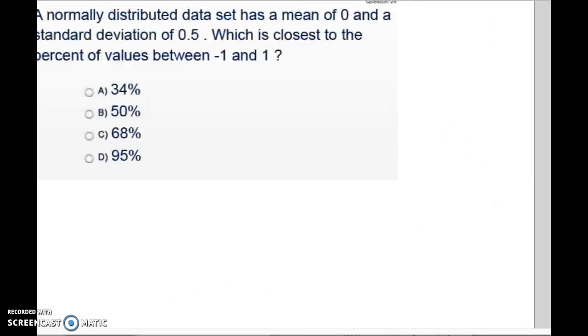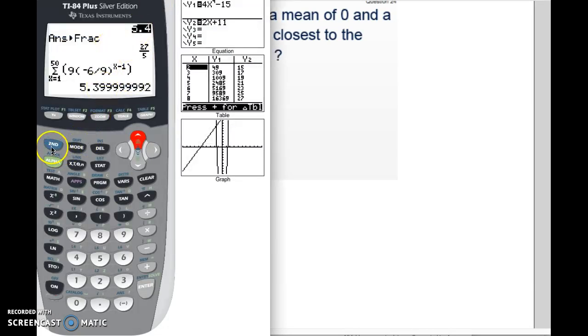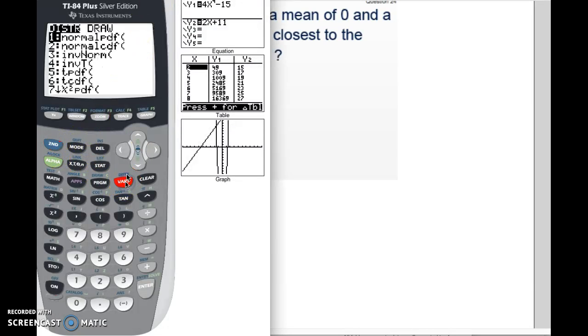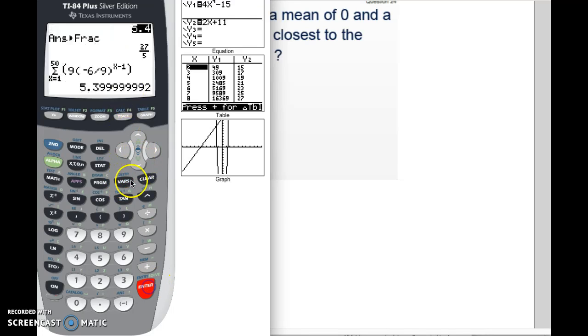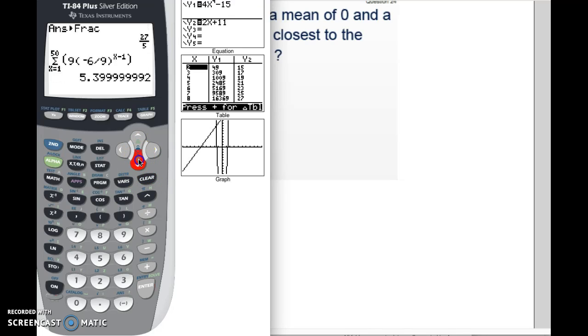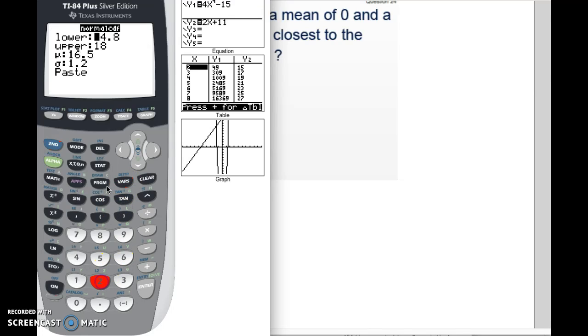And then also just the last thing I want to look at here is when you have to do anything normally distributed, don't forget that you have the second distribute, and we're going to use normal CDF, and it should bring us to, whoops, I'm in the wrong place here. So second distribute, normal CDF, and then you plug in your values.